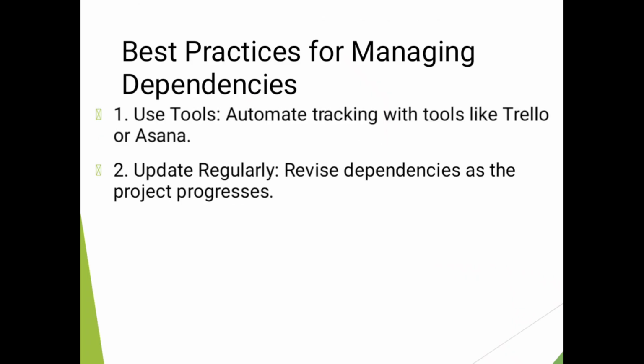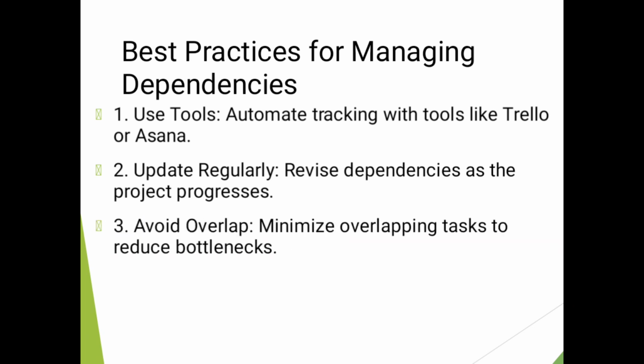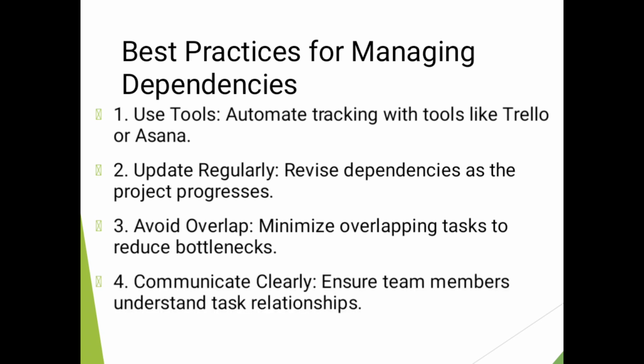Let's talk about best practices for managing dependencies. Number one, you should automate your network diagram. On that one, you can use things like Trello and Asana. These are software tools. From there, you need to make sure that you are revising those dependencies regularly. And at the same time, you need to ensure that you minimize overlaps of different tasks in a project.